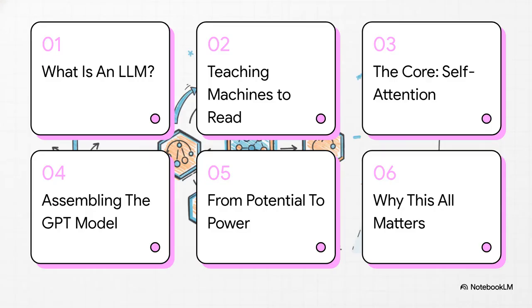a human. Okay, so here's our game plan. We'll kick things off with the basics. What even is an LLM? Then we're going to roll up our sleeves and teach a machine how to read. From there, we'll dive deep into the core, the real secret sauce, which is self-attention. After that, we'll see how you assemble all these pieces into a full model, how you train it, and maybe most importantly, why any of this stuff even matters.